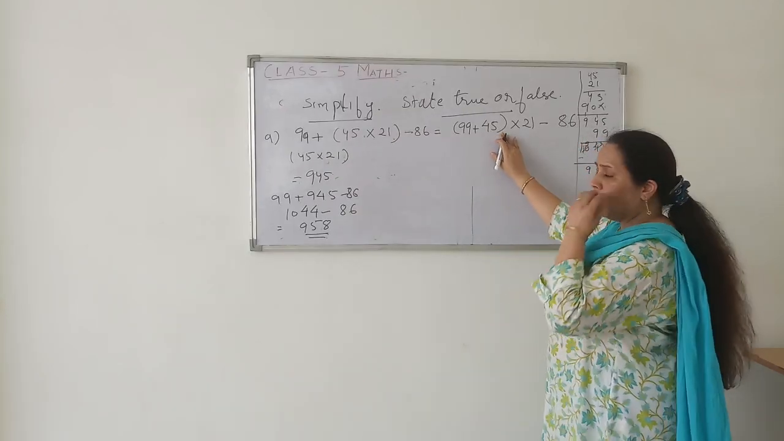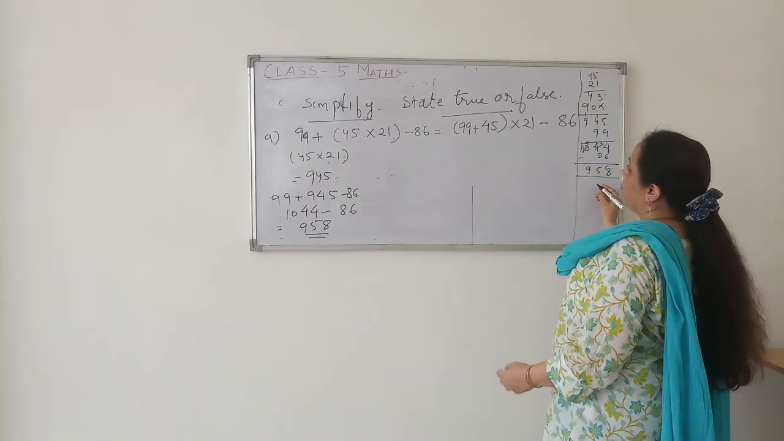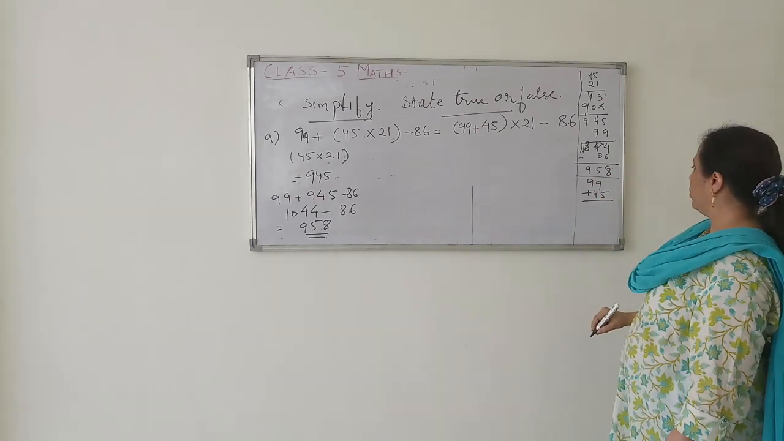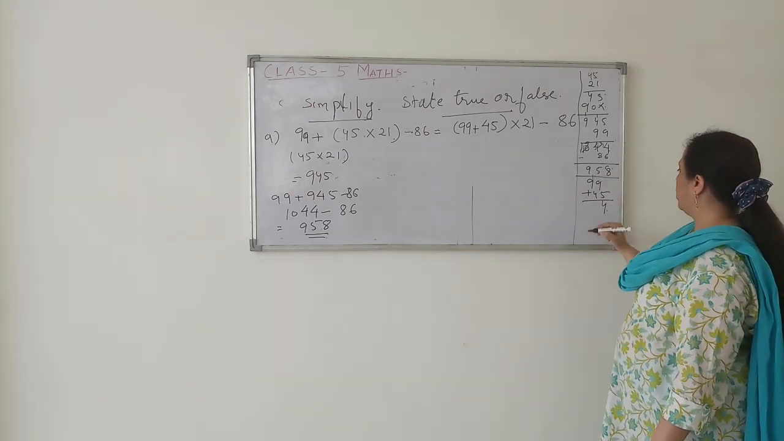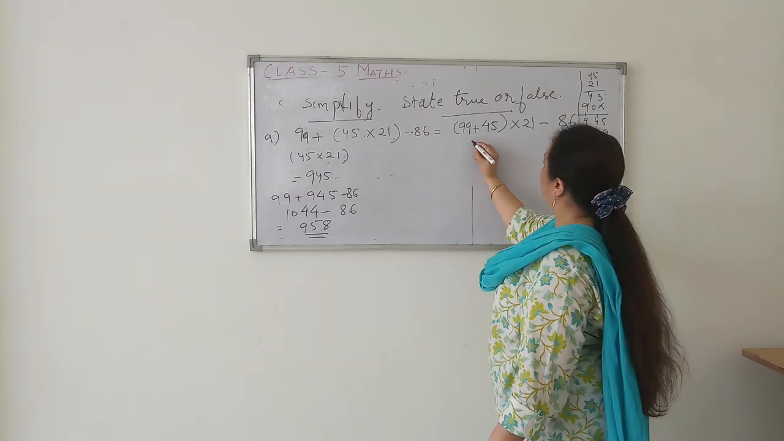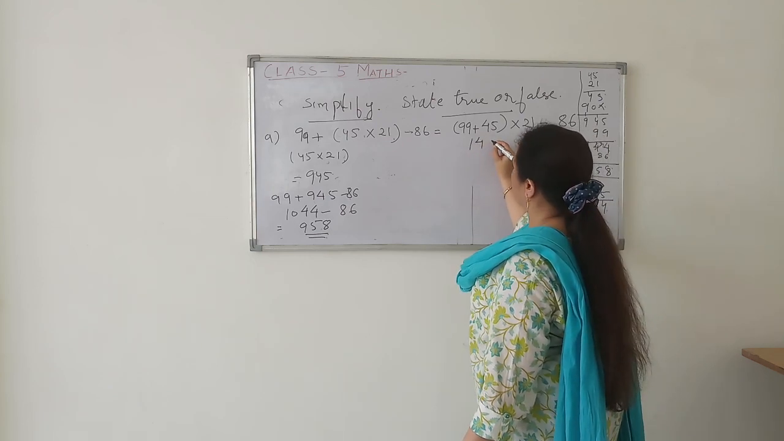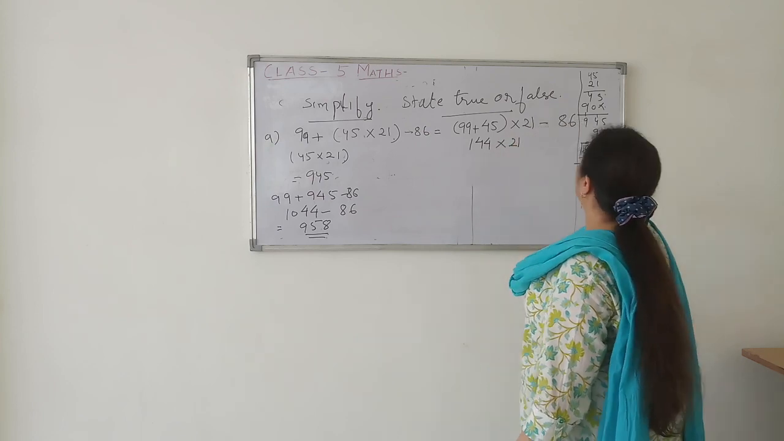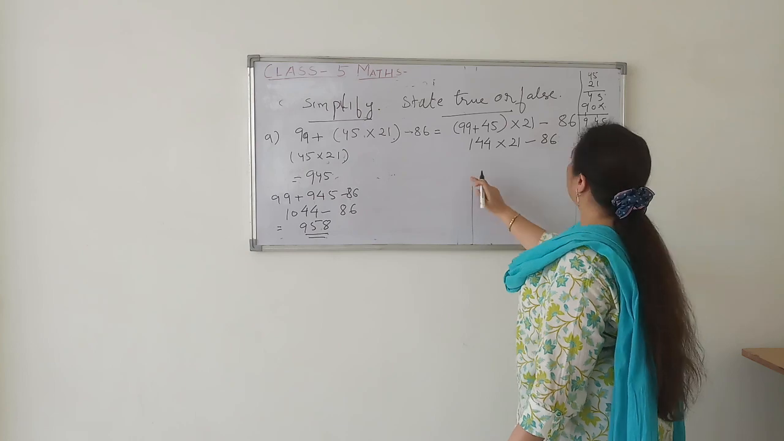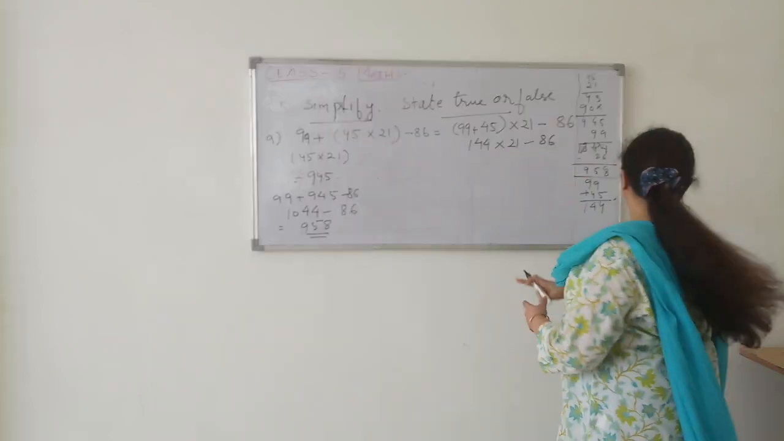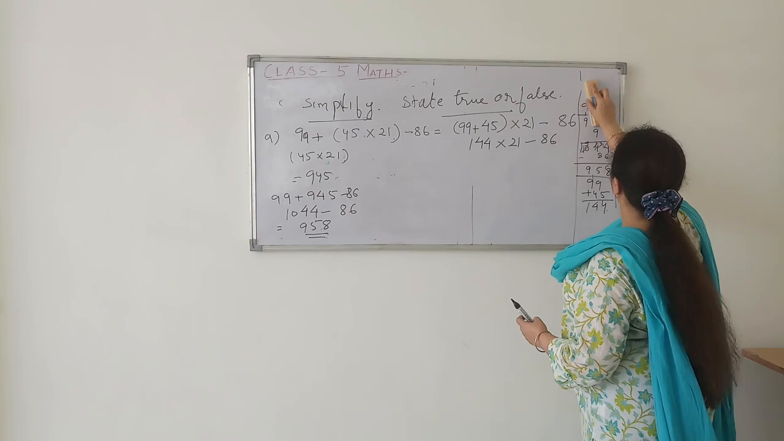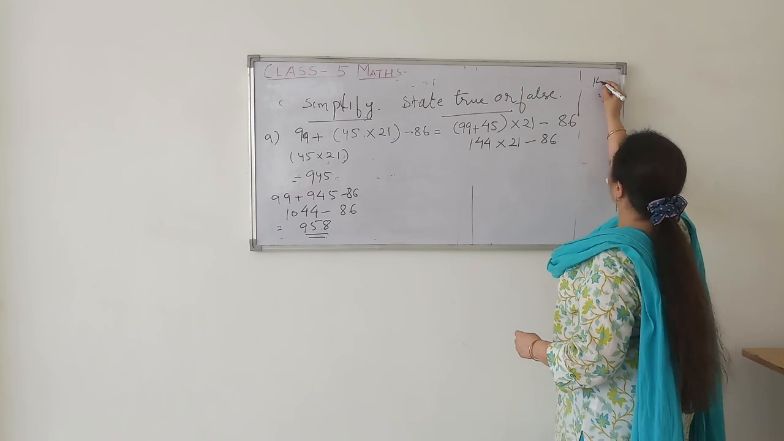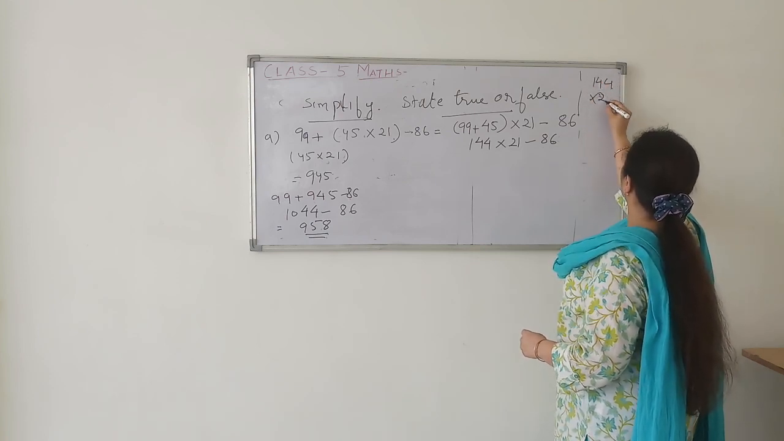After solving this, we will solve this one. First we will solve the bracket again. In the bracket we have 99 plus 45, and we will be getting 14 here, 1 will go here, then again 14, 144. Now multiplied by 21 minus 86. Now we will solve this multiplication portion. When we are not having the space, I will be rubbing it. It is 144 multiplied by 21.